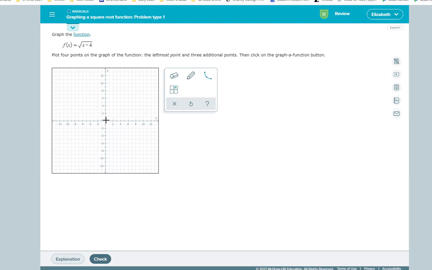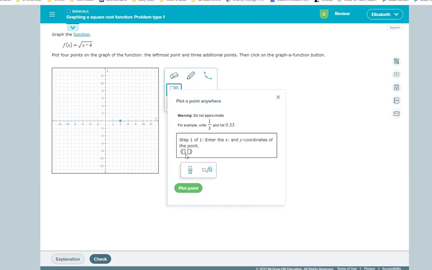Remember that the square root function starts at 0, 0 and then shoots off. So it has a leftmost point because we can't go into the negatives. But now because we're shifting to the right 4 spaces, that's going to be now at this point 4, 0 and then shooting off. I know it's 4, 0 because you're thinking about what would make this inside part become 0, and that would be a positive 4. You can plot the point by clicking on the pencil and then plotting that point 4, 0. You could also click on this little coordinate plane and identify your point in here. So you could put 4, 0 and plot the point that way.